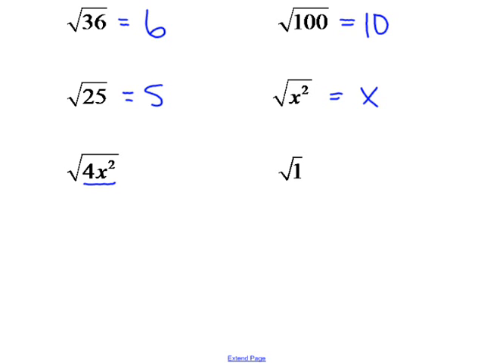When you have a monomial like this, you need to take the square root of each piece. So the square root of 4 is 2, and the square root of x squared is x. 2x times 2x would give you 4x squared. So 2x is the square root. The square root of 1, since 1 times 1 is 1, that's our square root.